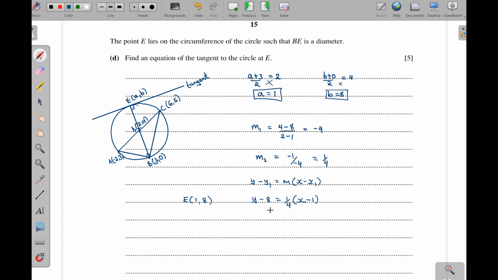I can even leave the answer here like this, but let us continue and make y the subject of the formula. This is a quarter of x, then minus a quarter here. But then you take the 8 this side, it adds to this one here. So the equation of this straight line is going to be y equals a quarter of x, then 4 times 8, that is 32, minus 1, you get 31. So positive 31 over 4. And that is that.